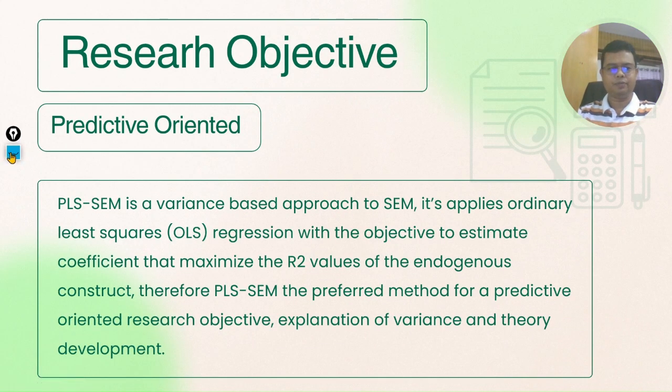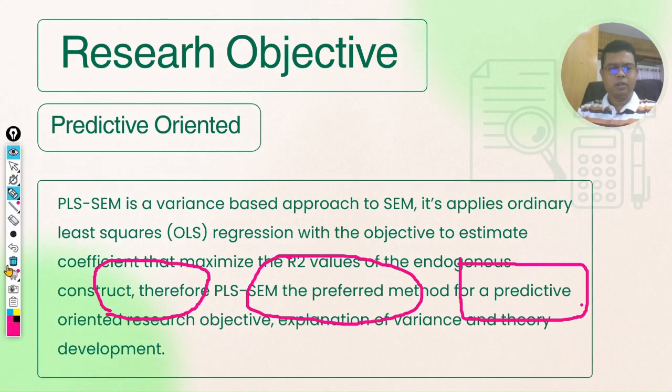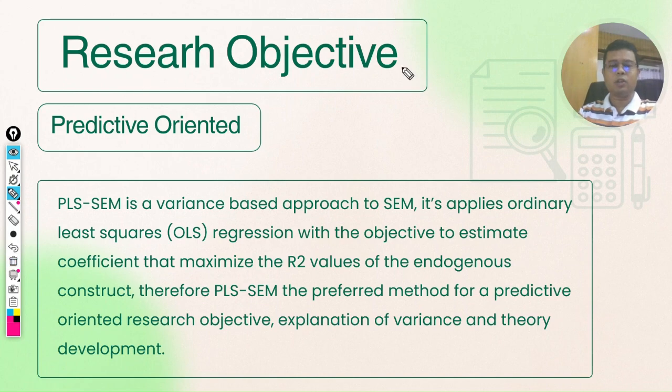So first one, research objective. If your research objective is quite related to being predictive oriented, then you can use PLS SEM. So during research design, you know the prospective analytical types. What would be the prospective analytical actions in your research, or what types of data you will collect.